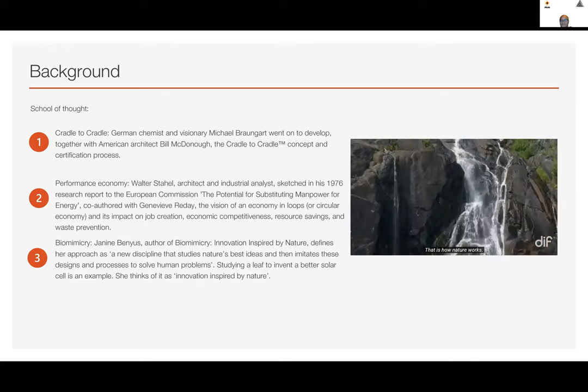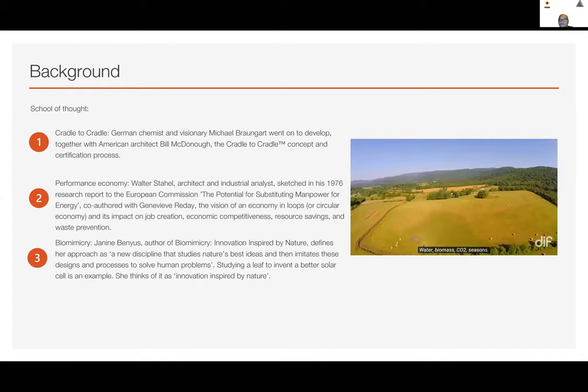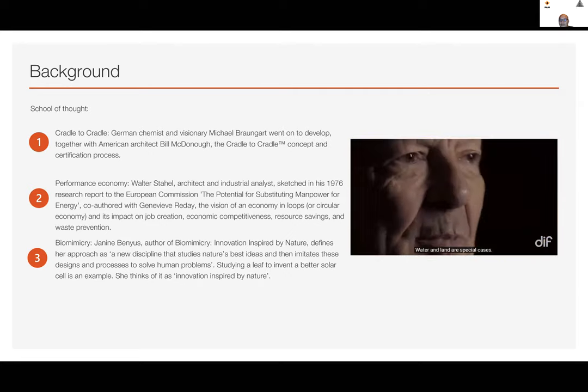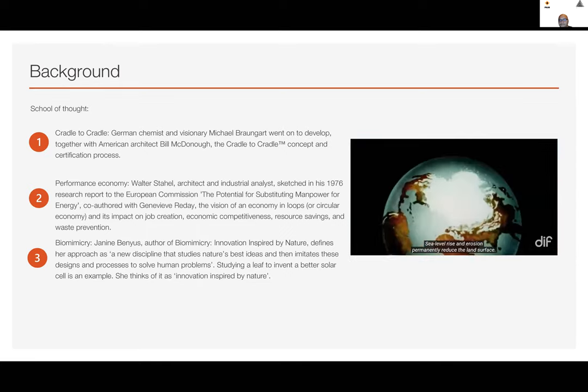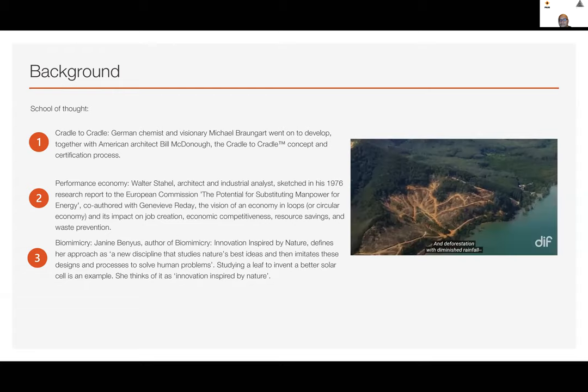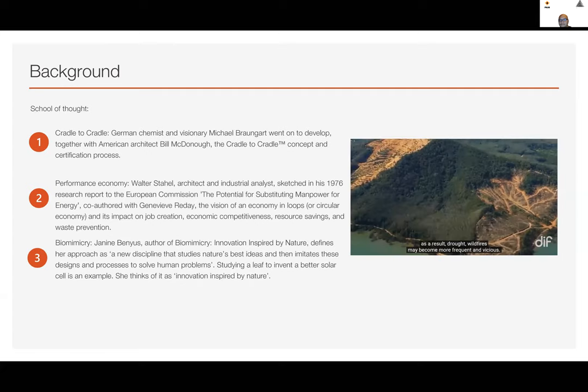Circularity. That is how nature works. Water, biomass, CO2, seasons. Nature works in cycles. Waste free. Water and land are special cases. Sea level rise and erosion permanently reduce the land surface. And deforestation will diminish rainfall. As a result, droughts and wildfires may become more frequent and vicious.